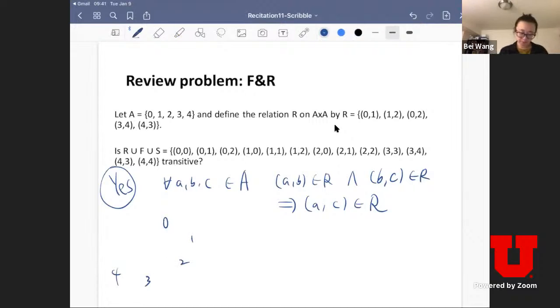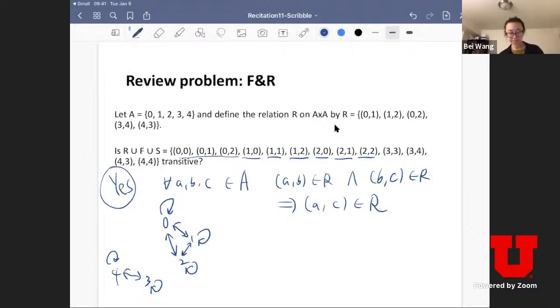So the first pair is (0, 0). So it's a self loop. Then (0, 1), and then (0, 2). Right? I'm just going from left to right over here. And then (1, 0), double arrow, (1, 1), self loop, (1, 2), (2, 0), double arrow, and (2, 1), double arrow, and then (2, 2), self arrow. And then I have (3, 3), self arrow, 3 to 4, 4 to 3, and (4, 4). Okay. So that is a graph of this relation.